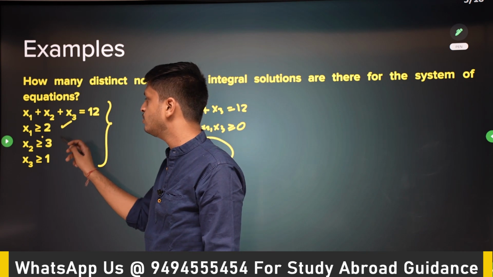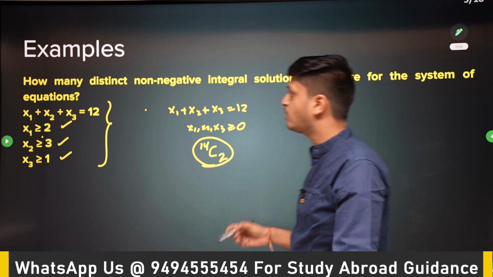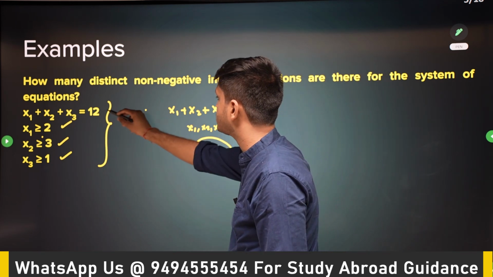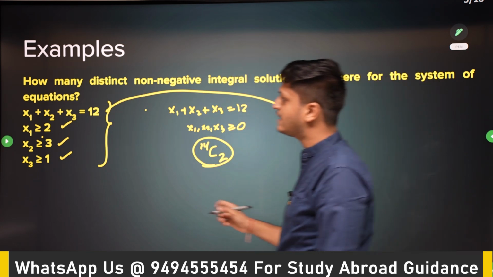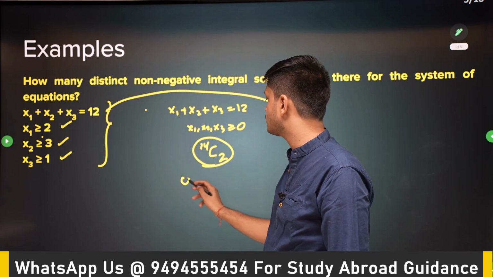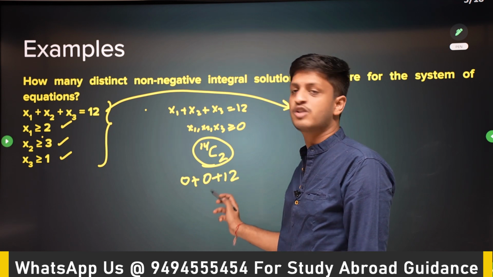But here we have a constraint. x1 has to be greater than or equal to 2, x2 has to be greater than or equal to 3, and x3 has to be greater than or equal to 1. So what we will do, we will try to map this problem into some other space which we find easier. Since x1 has to be greater than or equal to 2, here we would have a solution like 0 plus 0 plus 12. But this is not allowed.